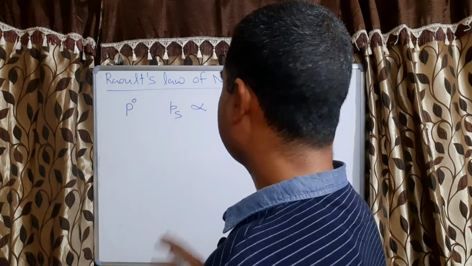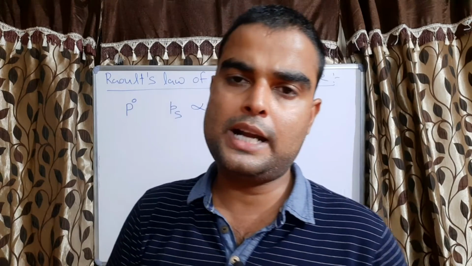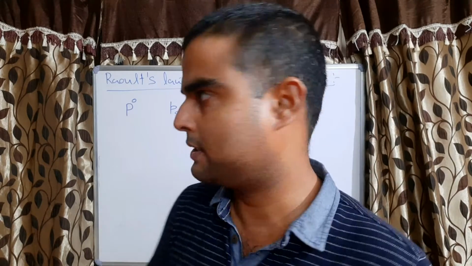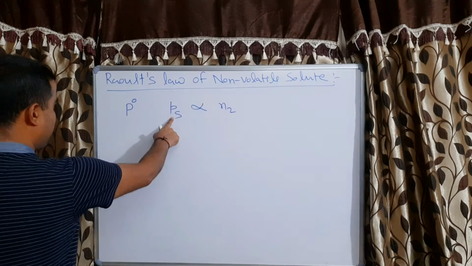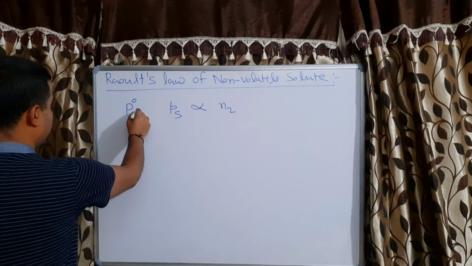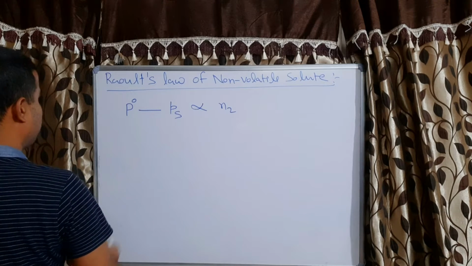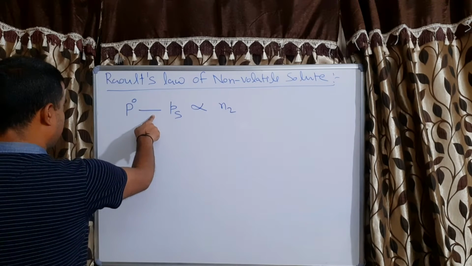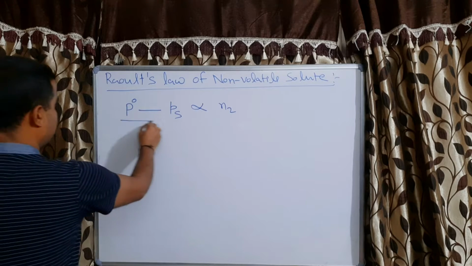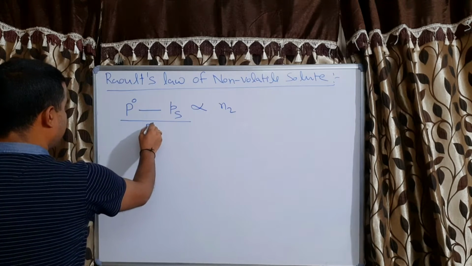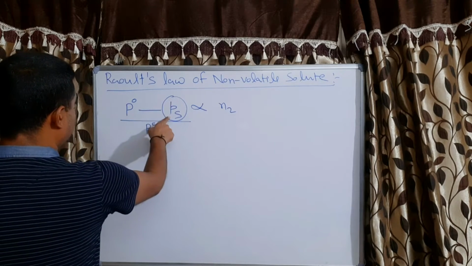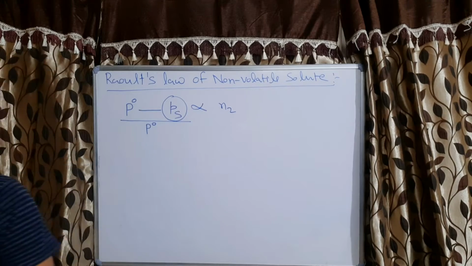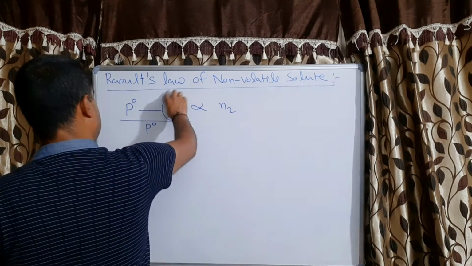Okay, now here we have to calculate the relative lowering of vapor pressure. So how to calculate the relative lowering of vapor pressure? For calculating it, we have to subtract this value from the original value, so P0 minus PS. After that we have to divide this value by the original value. This is called the relative lowering of vapor pressure. This is the lowering of vapor pressure, and P0 minus PS divided by P0 is the relative lowering of vapor pressure.